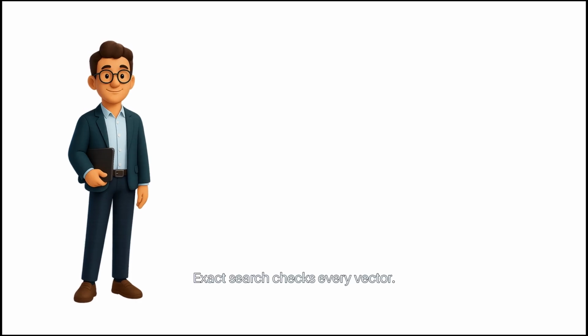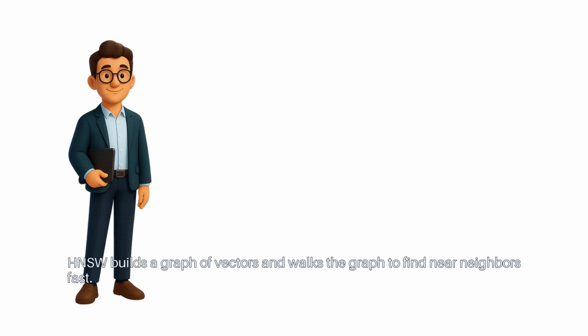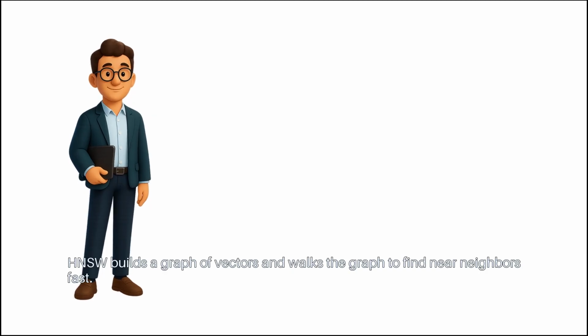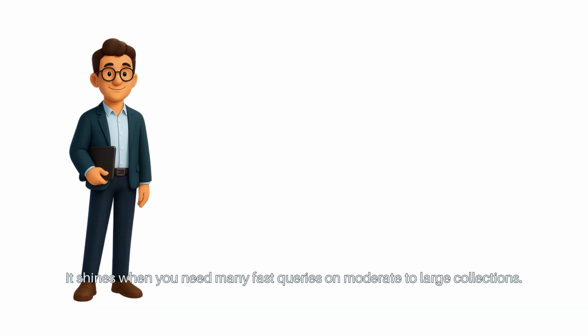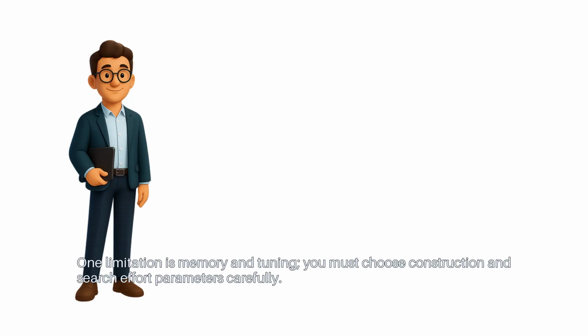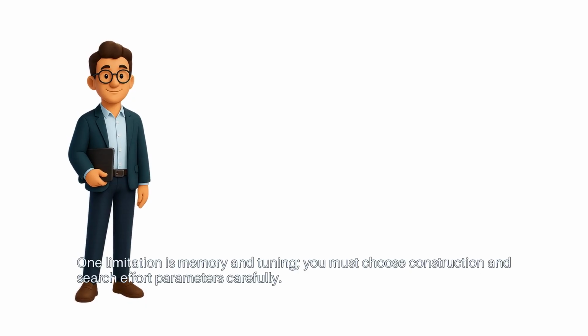Exact search checks every vector. That is accurate but slow. HNSW builds a graph of vectors and walks the graph to find near neighbors fast. It shines when you need many fast queries on moderate to large collections. One limitation is memory and tuning. You must choose construction and search effort parameters carefully.